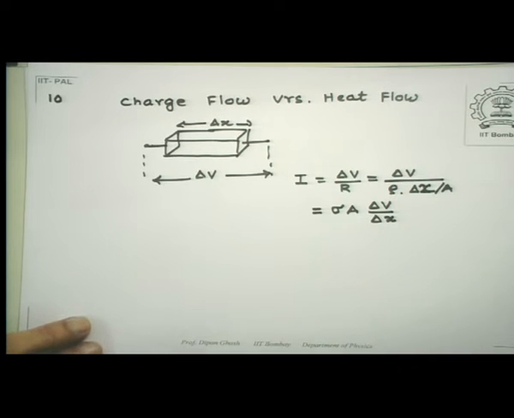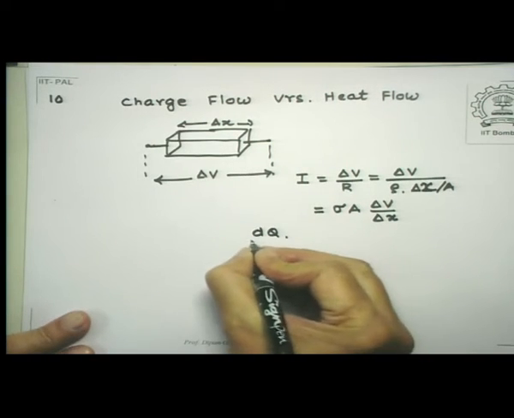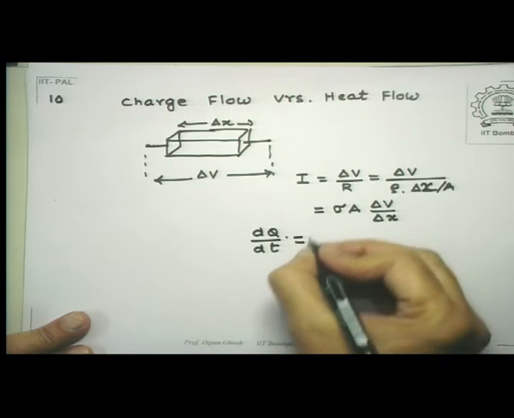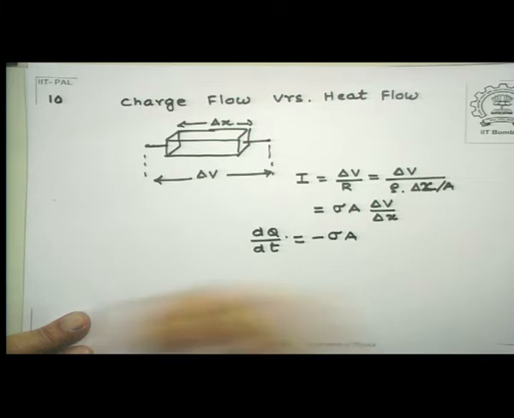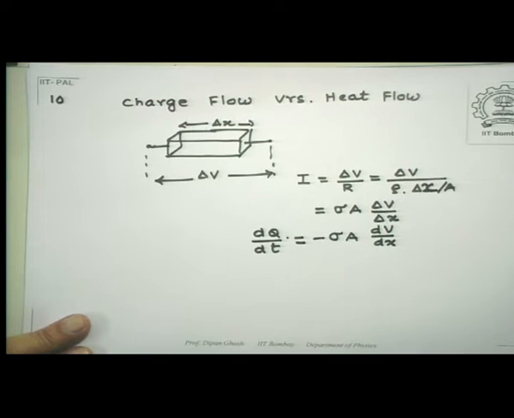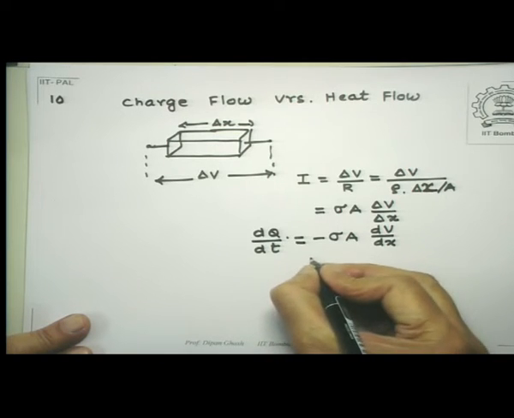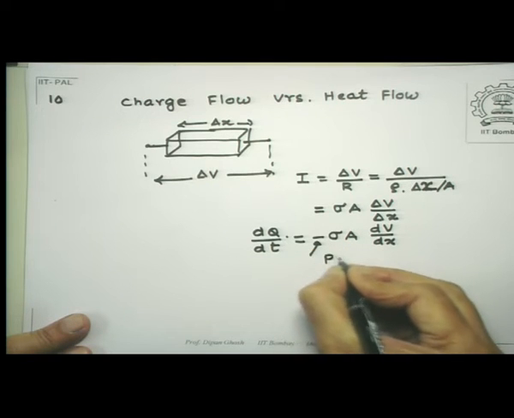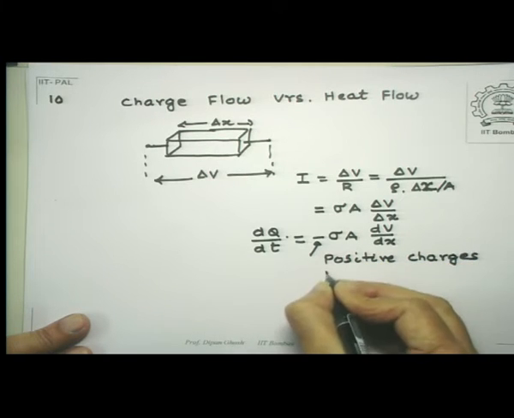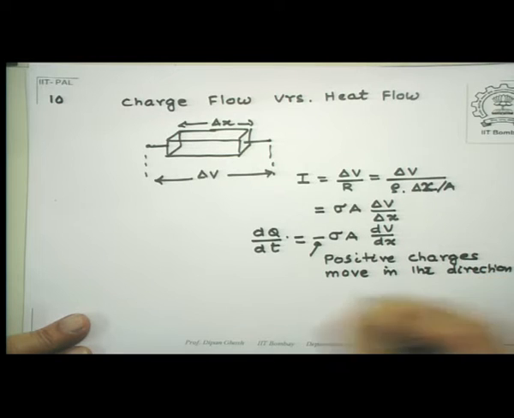Now let us recollect. Actually speaking, if you wanted to write this as a proper relationship, I will write dq by dt, which is my charge flow current, but I will put in a minus sigma A dV by dx, and that is because the positive charges move in the direction of decreasing potential. So, minus sign, because positive charges move in the direction of decreasing potential.